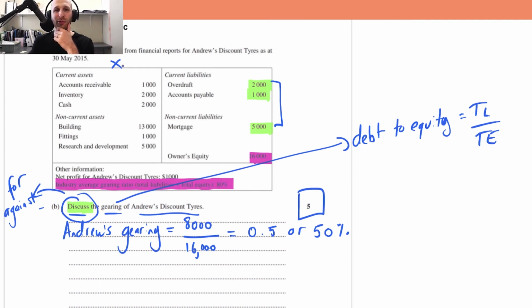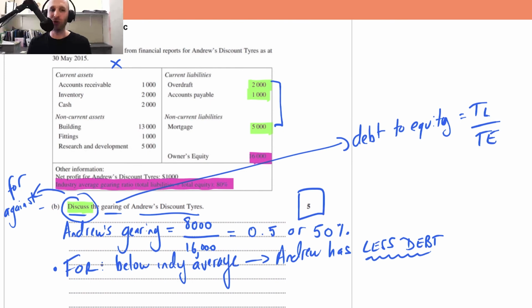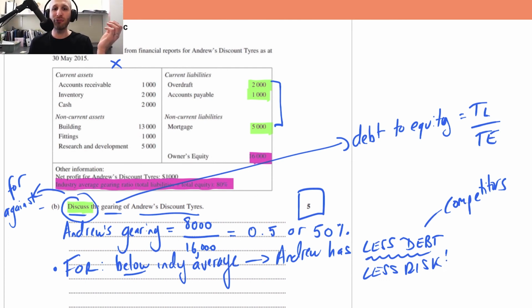So if we are doing our analysis, looking at the fors and against, if we think about it in terms of for, the gearing ratio is below the industry average. Andrew has less debt compared to the competitors, which means he could have less risk. So if circumstances change and the economy goes poorly, or if interest rates move upwards, then Andrew might be in a better situation than the competition.